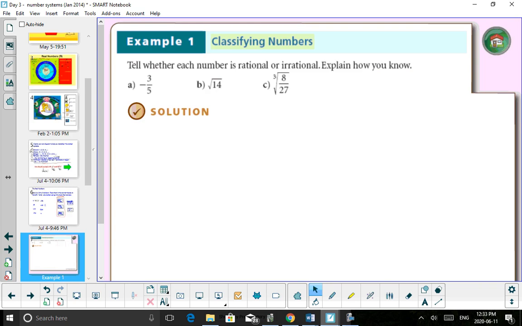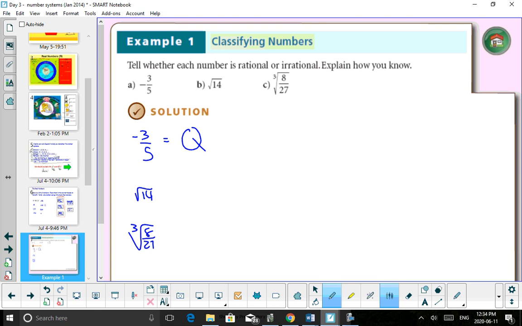Now, in grade 10, we focus on rational and irrational numbers. Junior high was more about the naturals, wholes, and integers, whereas high school is more about the rationals and the irrationals. So negative 3/5, root 14, and cube root 8/27. Negative 3/5 is a fraction. Fractions are automatically rational.